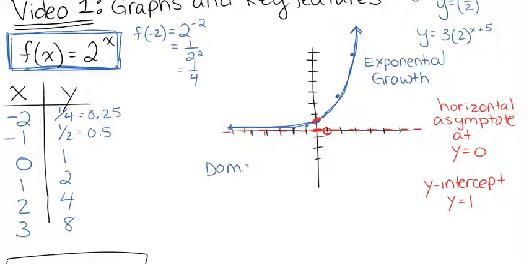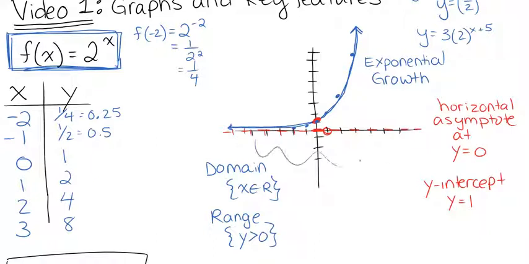And if we wanted to describe the domain and range of this graph, the domain is going to be x is an element of the set of real numbers, because x can be anything. Whereas the range, as we can see by our asymptote, is y greater than 0. It's never going to be down here anywhere.